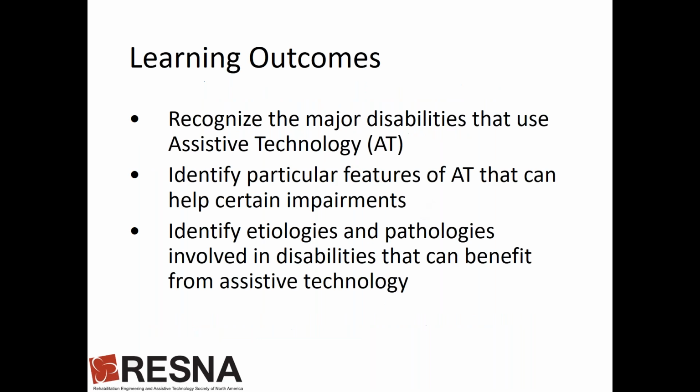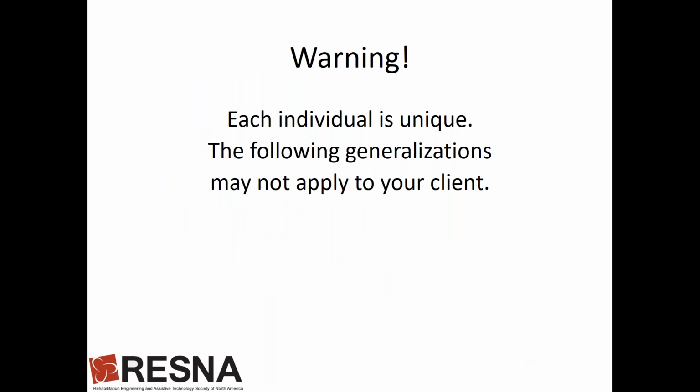So the outcomes, what I hope that you get from tonight's session, is to recognize the major disabilities that use assistive technology, identify particular features of assistive technology that can help certain impairments, and identify etiologies and pathologies involved in disabilities that can benefit from assistive technology. As we said Tuesday, everyone is very individual, and we are making some generalizations to try and reflect the broad band of some of these categories.